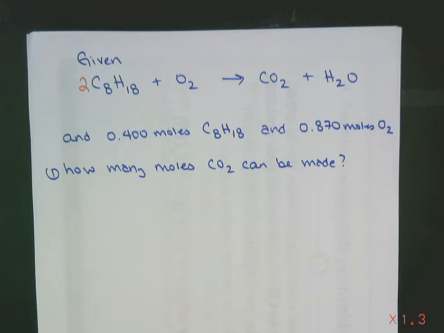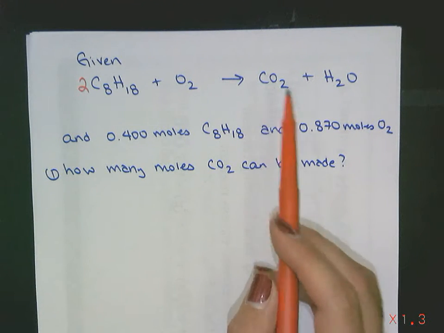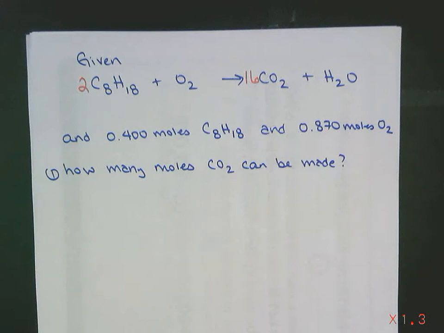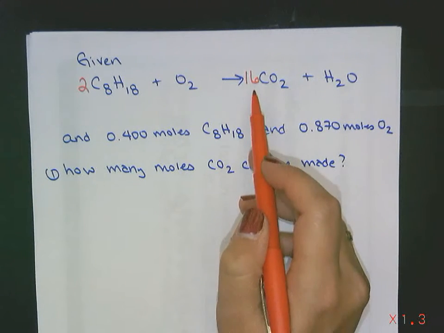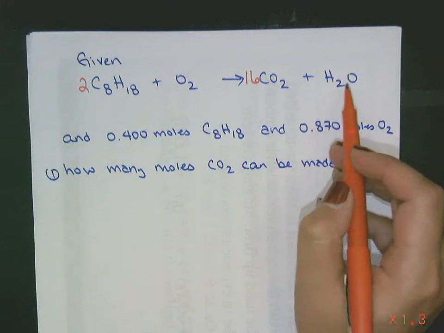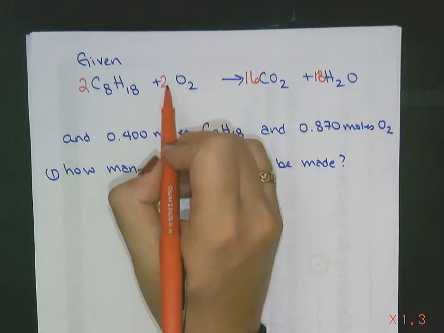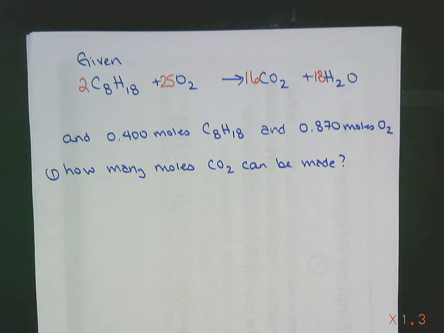Now, this is a 2. What does the carbon dioxide have to have? It has to have 16. Now, if that's a 16, and this is still a 2, what does this guy have to be? 18. What's this guy? 25. Obviously.